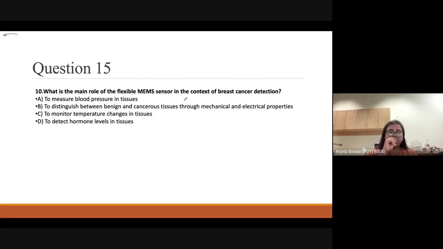And question number 15 is, what is the main role of the flexible MEMS sensor in the context of the breast cancer detection? First is to measure the blood pressure in tissue. Second, to distinguish between the benign and cancerous tissue through the mechanical and electrical properties. Option C, to monitor the temperature changes in tissue, and the fourth is to detect the hormone level in tissue.